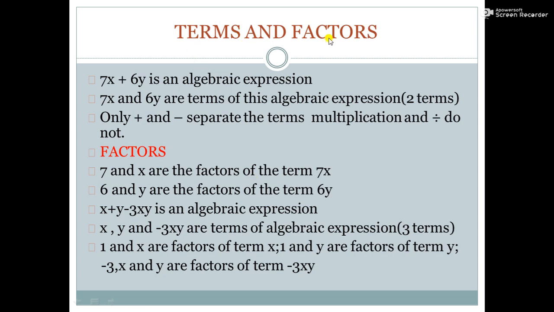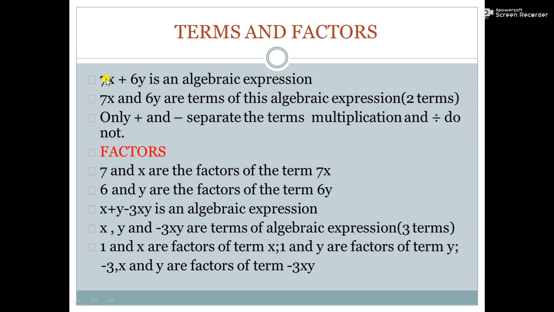Terms and factors. Here 7x plus 6y is an algebraic expression, and 7x and 6y are considered the terms of the algebraic expression. That means two terms, separated by a plus sign. And it is a very important point: only plus and minus separate the terms. Multiplication and division do not.